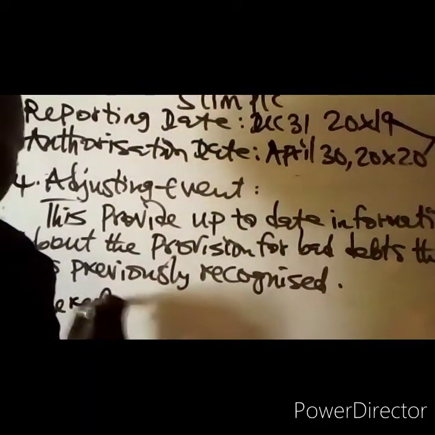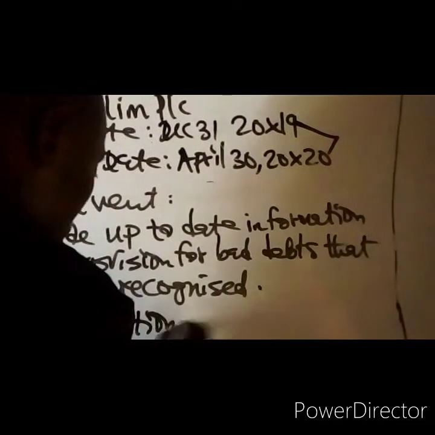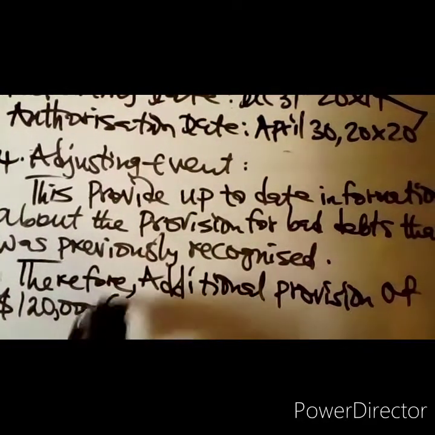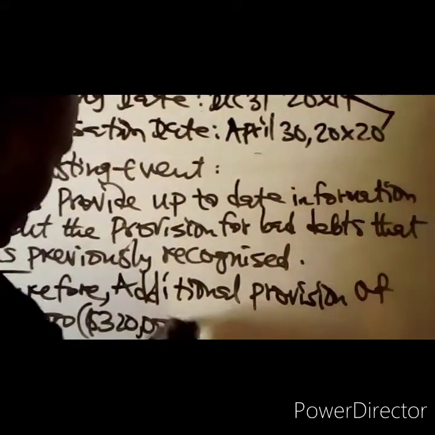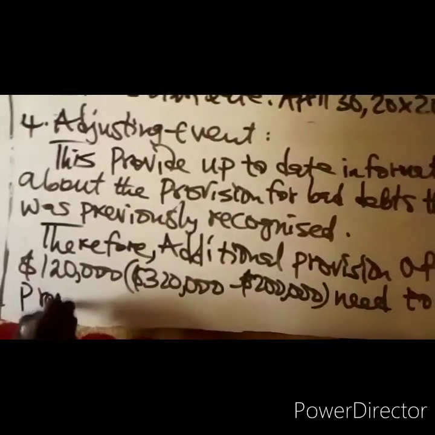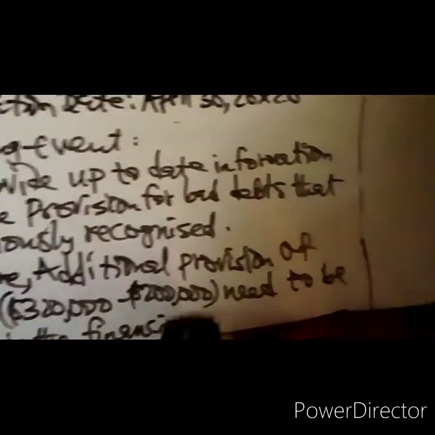Therefore, an additional provision of $120,000, that is the difference between $320,000 and $200,000, needs to be provided in the financial statements. So that is note 4.